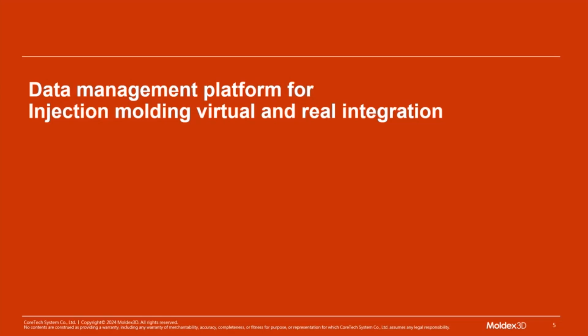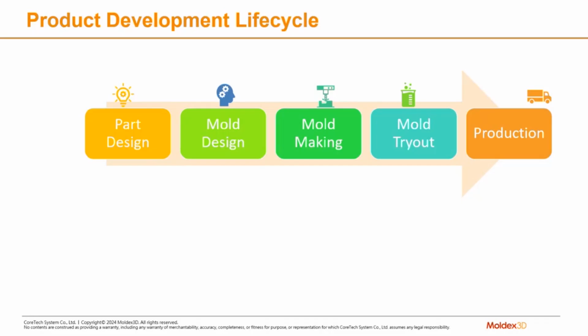So the first point is the data management. Like I said, data is very important. And when we talk about the product development life cycle, there are different phases, all right? It goes through starting from the part design phase all the way till production. There are a lot of steps involved. And these are some of the major steps you can see on the screen.